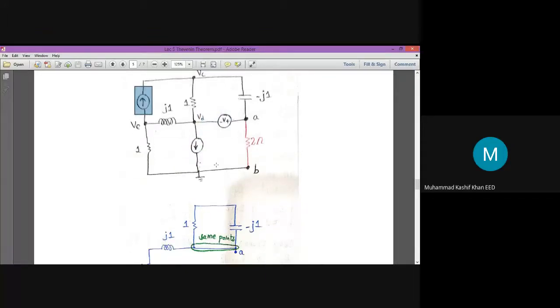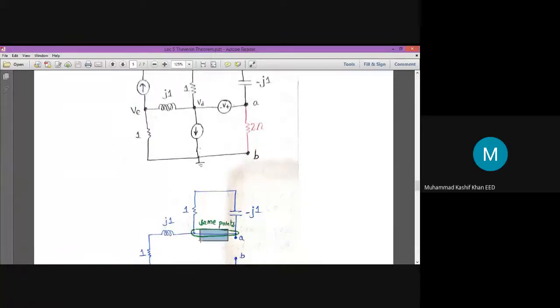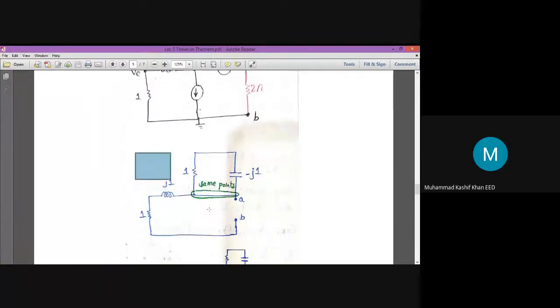So in the next step, I have short circuited the voltage sources and then I have open circuited the current sources. So this branch is gone. Why? Because I have open circuited the current source and I have short circuited the voltage source.